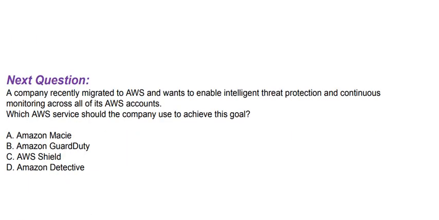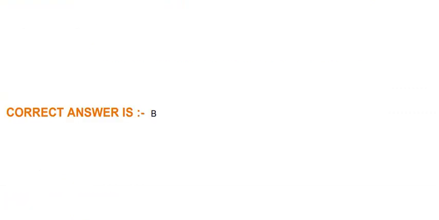Next question is: A company recently migrated to AWS and wants to enable intelligent threat protection and continuous monitoring across all of its AWS accounts. Which AWS service should the company use to achieve this goal? Option A: Amazon Macie. Option B: Amazon GuardDuty. Option C: AWS Shield. And option D: Amazon Detective. The correct answer is option B.